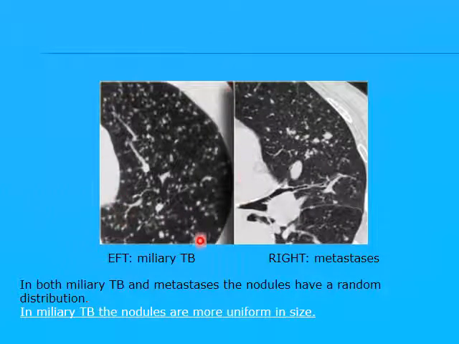Some authors try to differentiate miliary TB from miliary metastasis. They said that miliary TB are usually of the same size and shape, but in metastasis, the lesions are of variable size. This may work in some cases, okay, but this is not a rule.